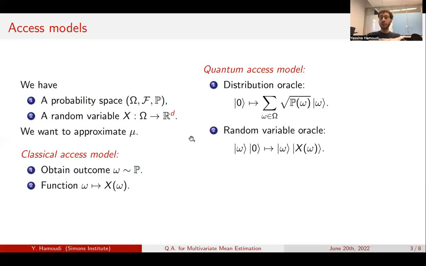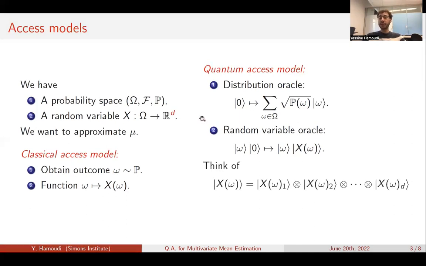The second part of the quantum access model is to have a second oracle, which will provide us a way of evaluating the random variable in superposition over the elements of the sample space. It is quite easy to observe that this quantum model is at least as powerful as the classical model, because you can simulate a classical access by using those two unitary operators. But it can be more powerful because with those two operators we can also perform more complicated operations than just preparing those states.